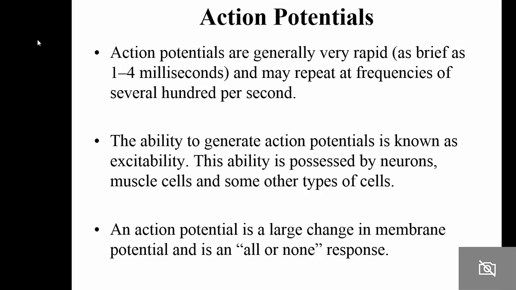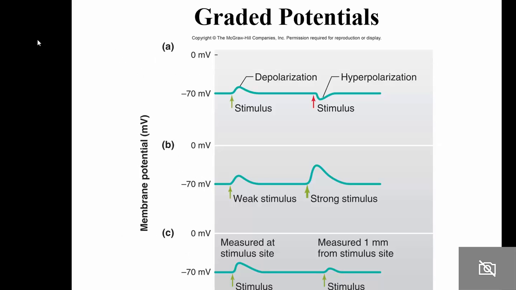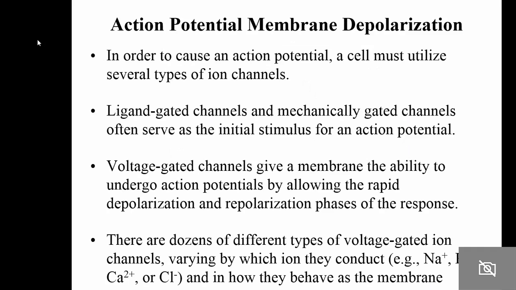An action potential is a large change in membrane potential and is an all-or-none response. If you have an action potential, there is none of this. It doesn't look like this at all. These are graded potentials. So let me draw you what an action potential would look like, and I'm going to put in threshold. If I'm not drawing this big enough, let me know.